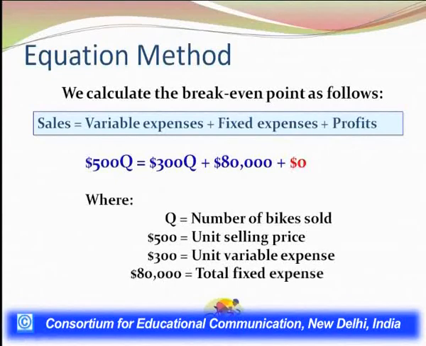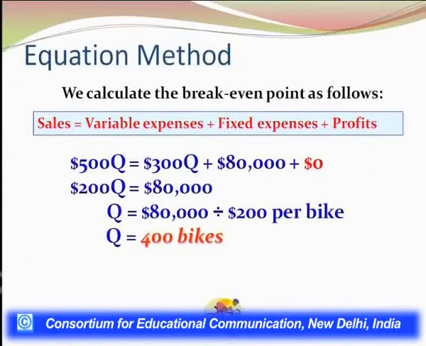So how can we calculate break-even point? Just by solving this equation, 500 into Q is equal to 300 into Q plus 80,000. It means if I take this 300Q on the left hand side of the equation, so 500 minus 300 Q would be 200 Q is equal to 80,000. So we can solve this for calculating Q's value. So Q would be 80,000 divided by $200 per bike. It means the company would break even if company sells 400 units. So this is what? The break even point in quantity.